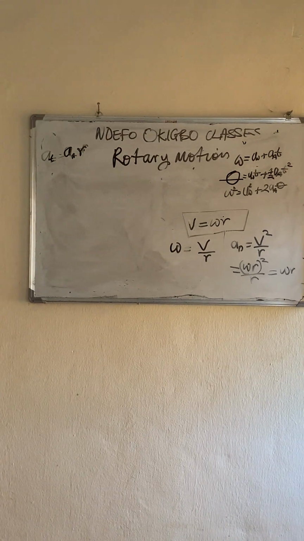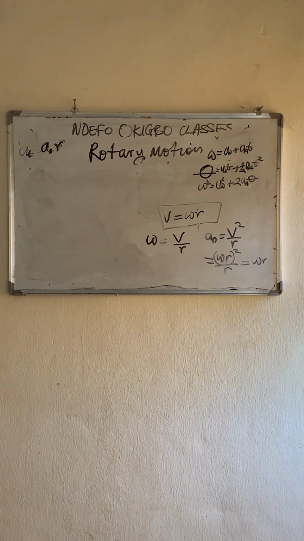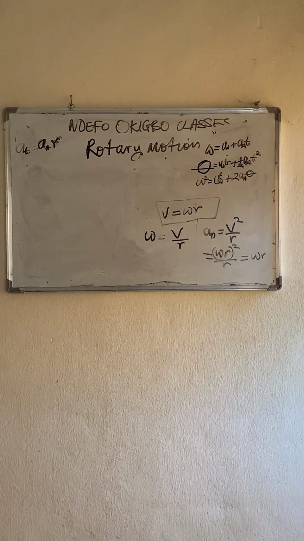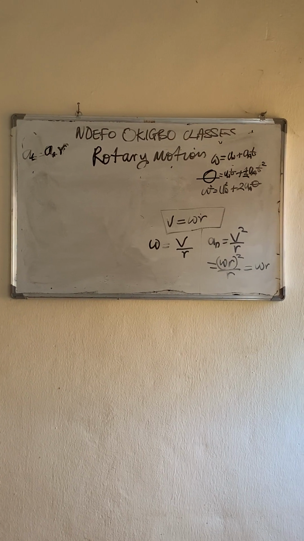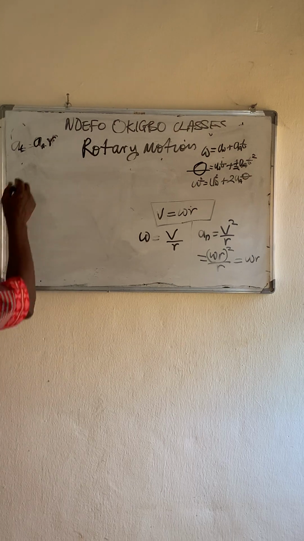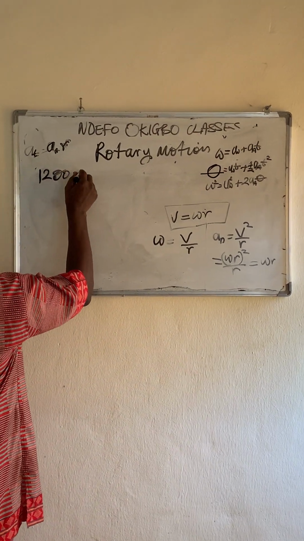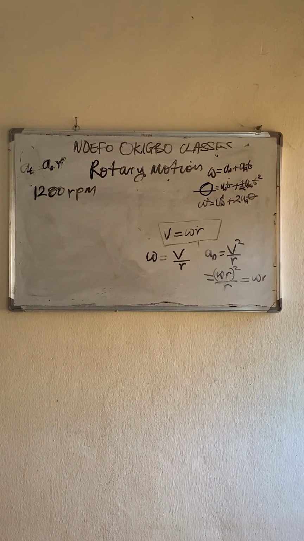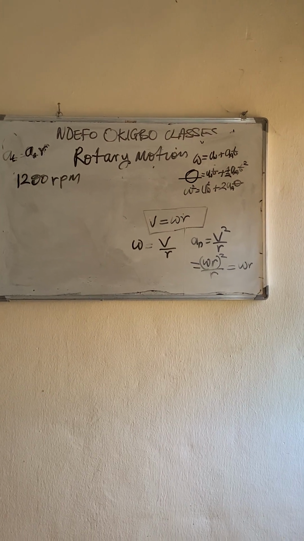The question says, the rotating part of an electric motor, on starting achieves an angular velocity of 1,200 revolutions per minute. That is what the motor achieved in rotation. It achieved that in 10 seconds.